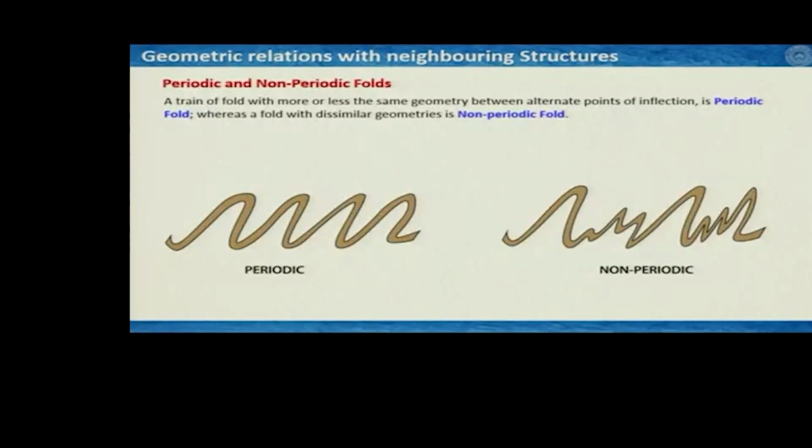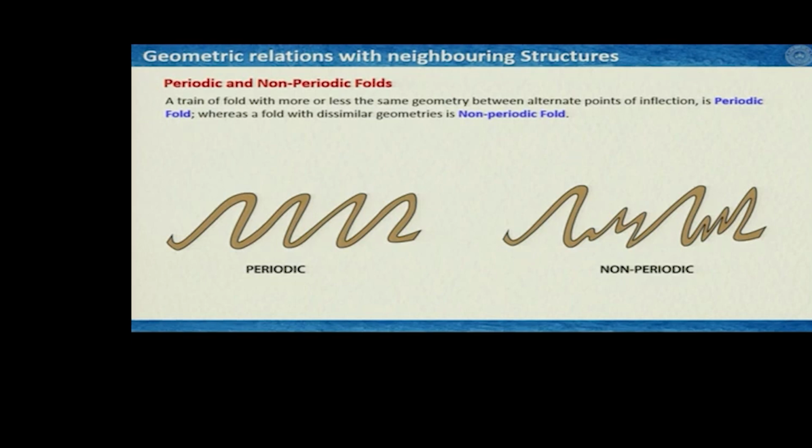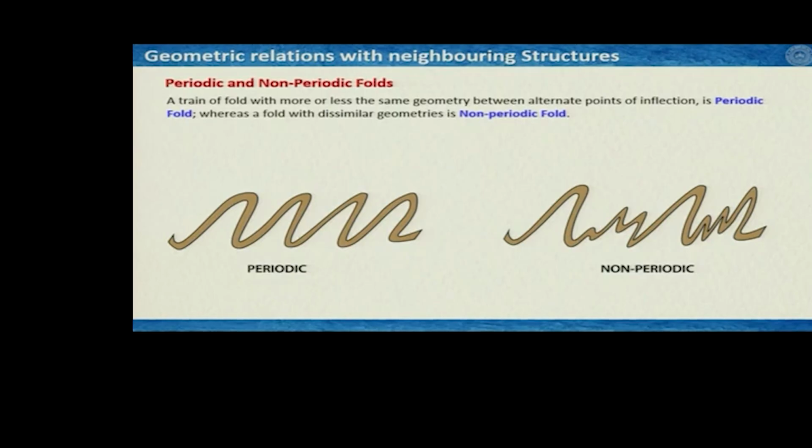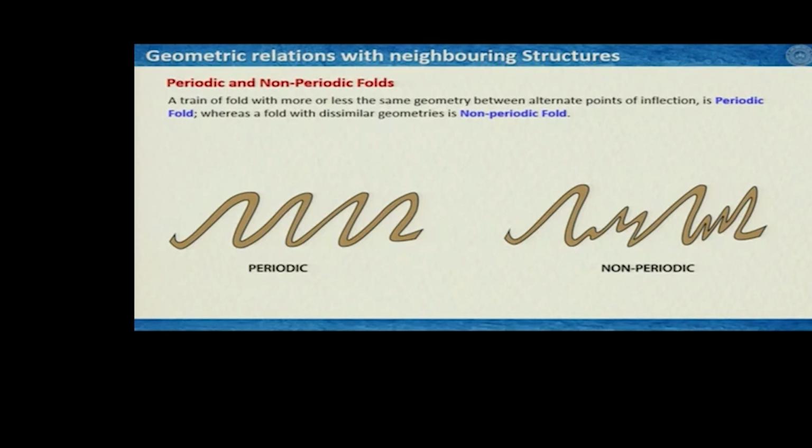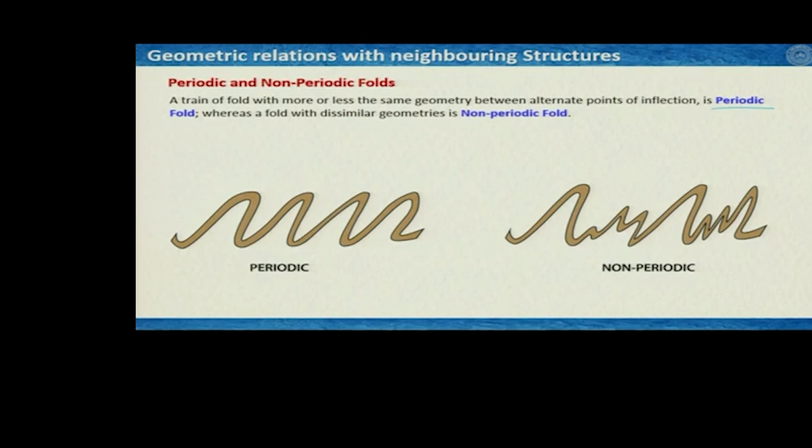Okay. Then there is something called periodic and non-periodic folds. Now, if within a train of folds you have a series of synforms and antiforms with more or less the same geometry between alternate points of inflection, then this is known as a periodic fold, or in other words the folds look very similar to each other. So, one set of fold here, the next set of fold here, and they appear in a very similar way, and these are known as periodic folds, that is, the same structure appears periodically. And if that does not happen, that is, they have a dissimilar geometry, then this is a non-periodic fold.